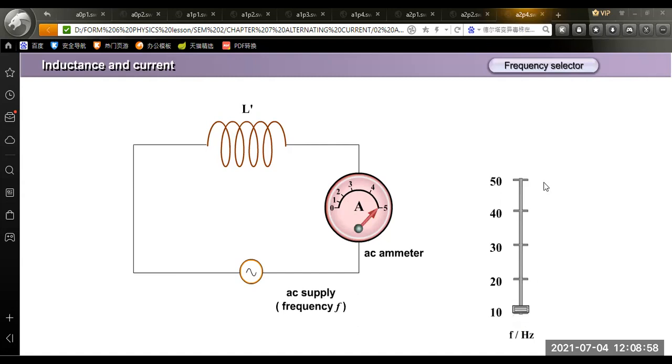In Asia, the alternating current is 50 Hertz. So once we reduce the frequency, the current is increased.